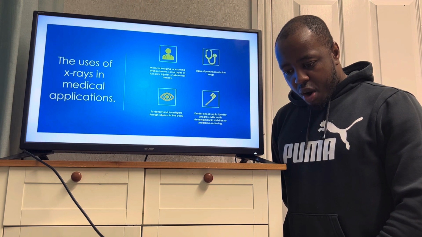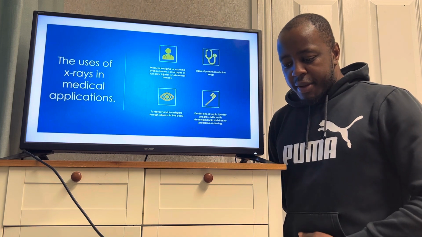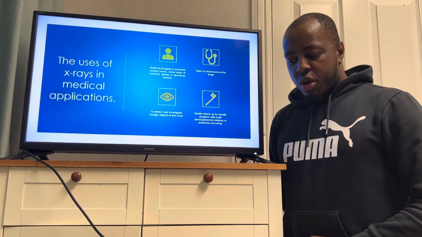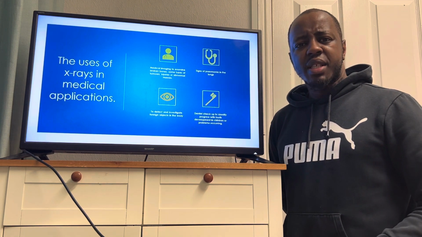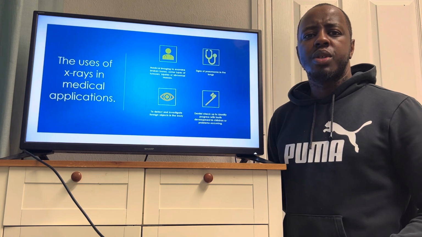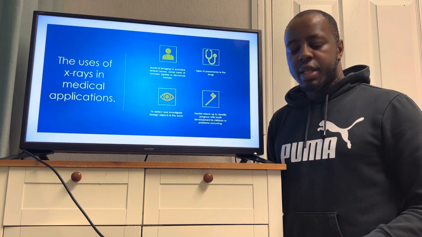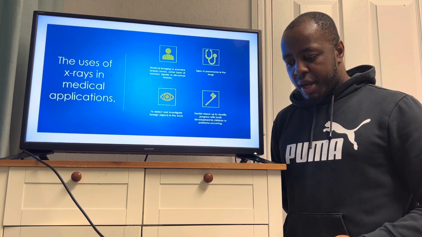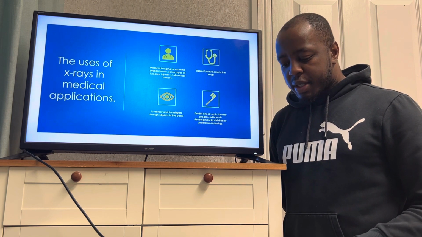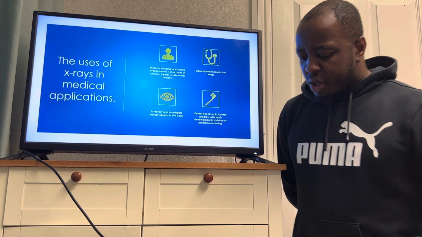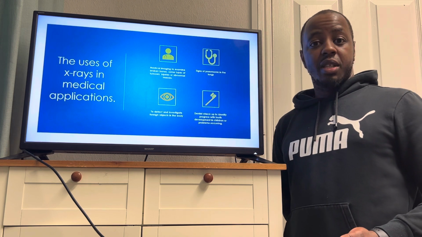Right, moving on to the uses of X-rays in medical applications. Okay, so medical imaging to examine anything from broken bones, broken limbs, some type of tumors, abnormal masses, then some signs of pneumonia in the lungs. It can also be used to detect and investigate foreign objects in the body.